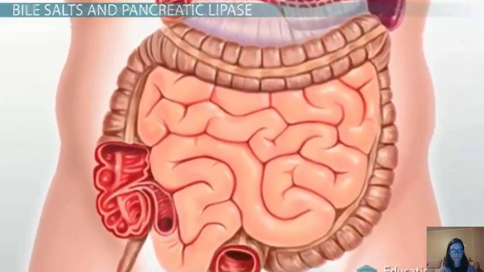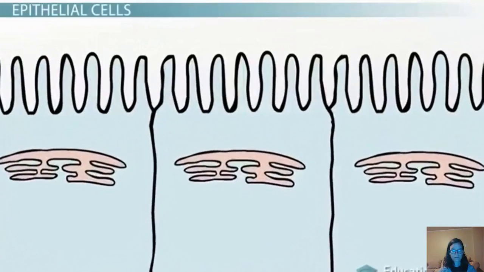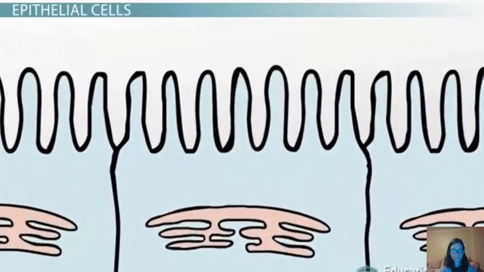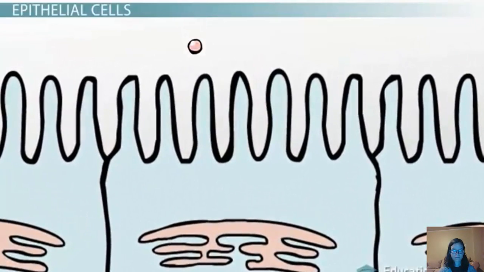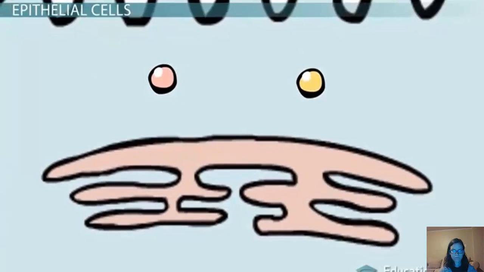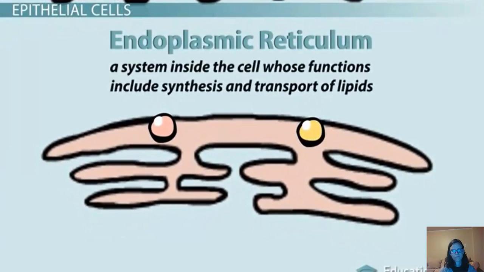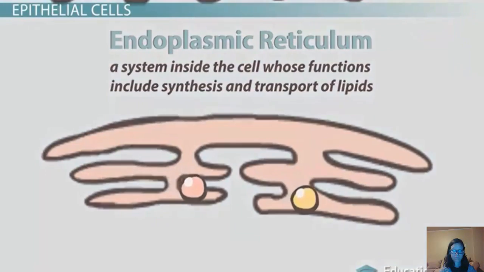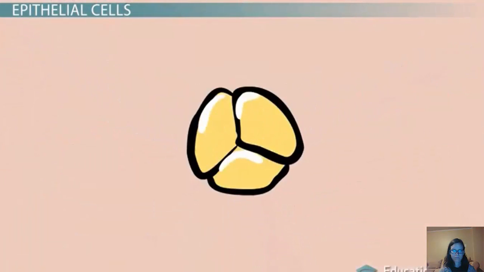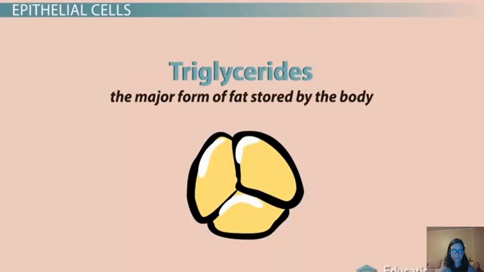Now, absorption takes place through the mucosal lining of the small intestine, and when these products pass through the mucosa, they enter the epithelial cells. Once inside the cells, the free fatty acids and monoglycerides enter the endoplasmic reticulum, which is a system inside the cell whose functions include synthesis and transport of lipids. Here, the digested products are resynthesized into triglycerides. Triglycerides are the major form of fat stored by the body.